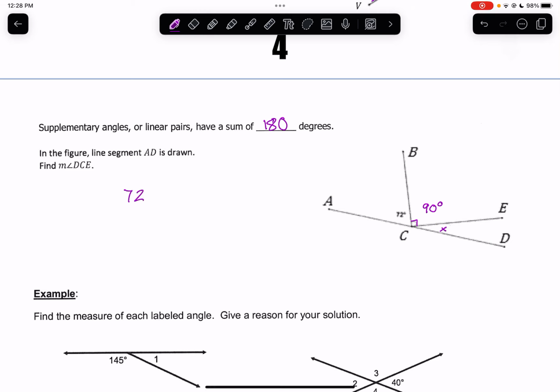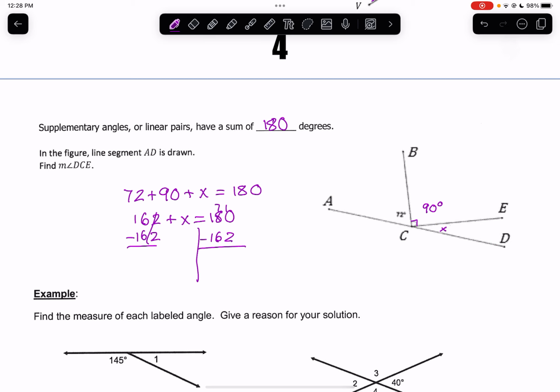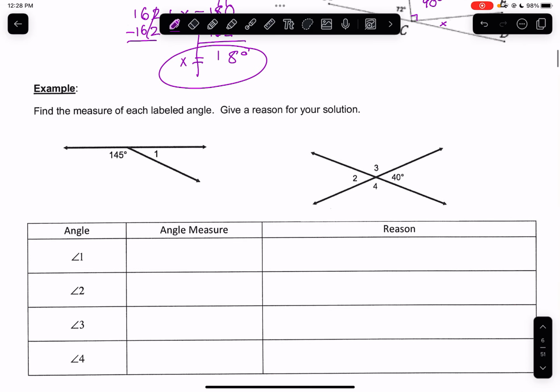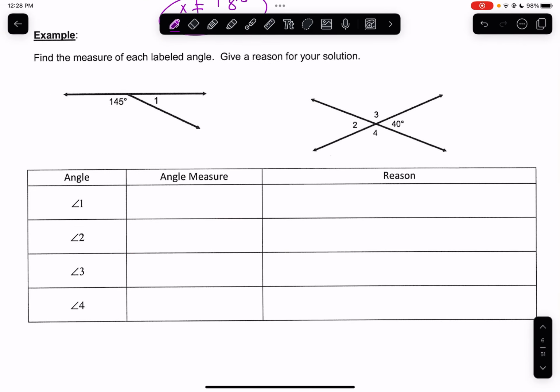So again, I'm going to set up an equation. Adding my three angles together to get 180. I combine like terms on one side. One-step equation. Get rid of everything besides the variable to get your value of X. X is 18 degrees.